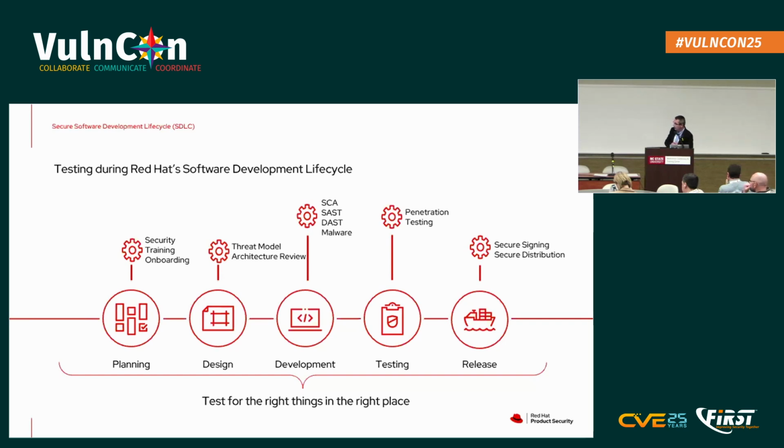On this slide, you can see that, for example, during the development phase that covers the build time, we execute SAST, DAST, SCA, and malware scanners, and at the end, during the release, we ensure that the build product that we release to the customers is signed, and we verify the distribution process to make sure that it's distributed in a secure way.